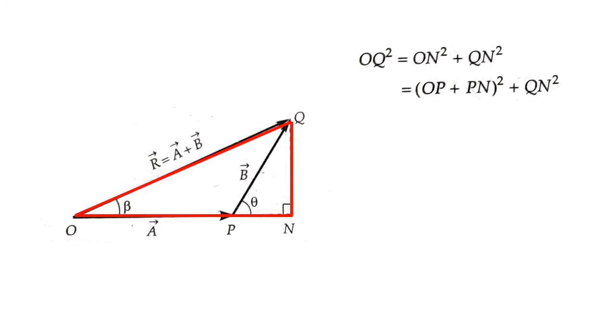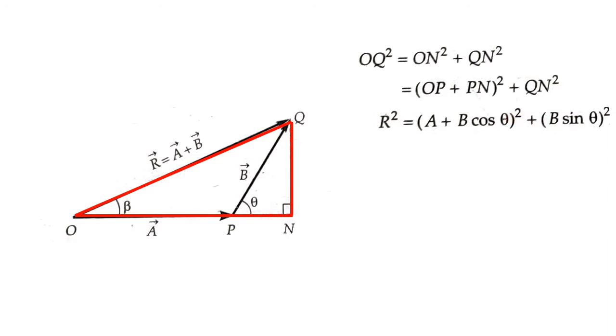Now we know OP is the magnitude of the vector A, so I'll write simply A. Now PN, as we have derived, is B cos theta. So A plus B cos theta whole thing square. And QN, as we have derived, is B sin theta. So B sin theta whole thing square. And OQ represents your resultant vector R. So OQ is the magnitude of R. So R square equals A plus B cos theta whole thing square plus B sin theta whole square.